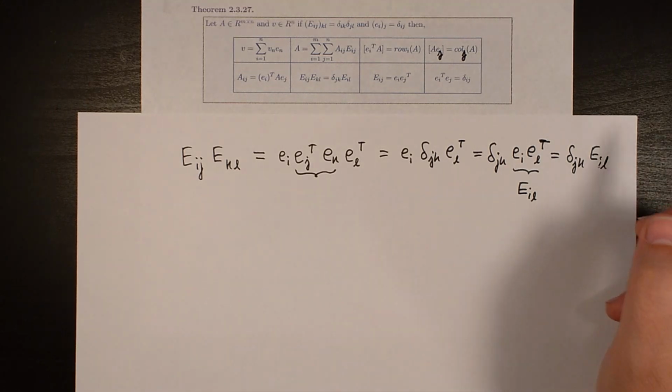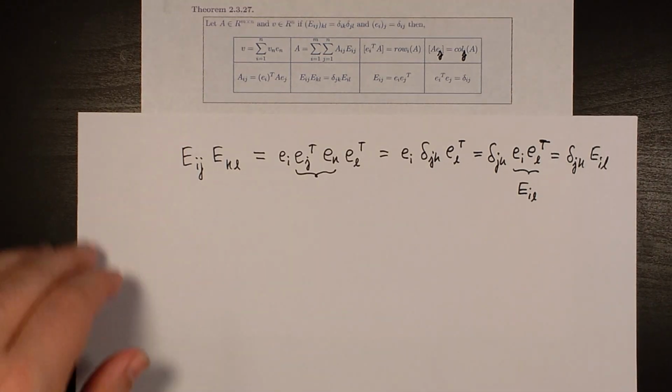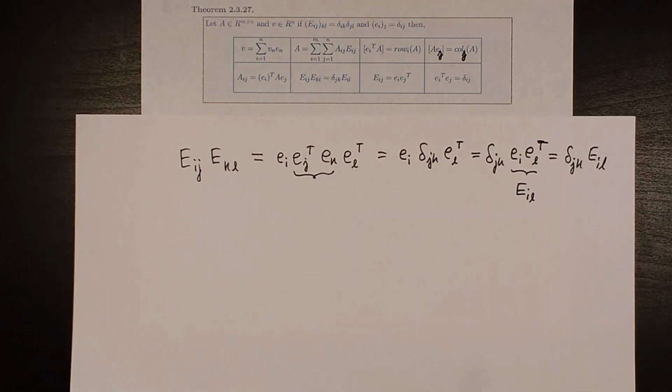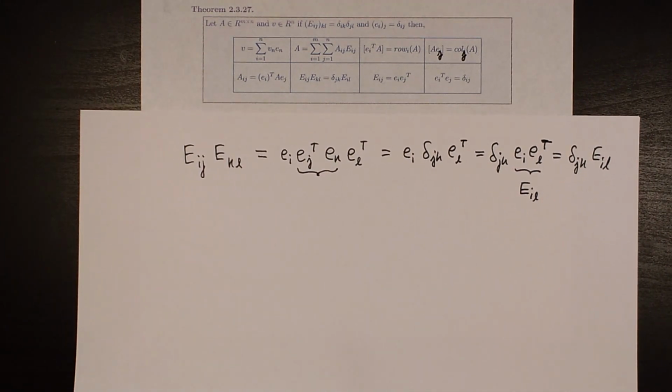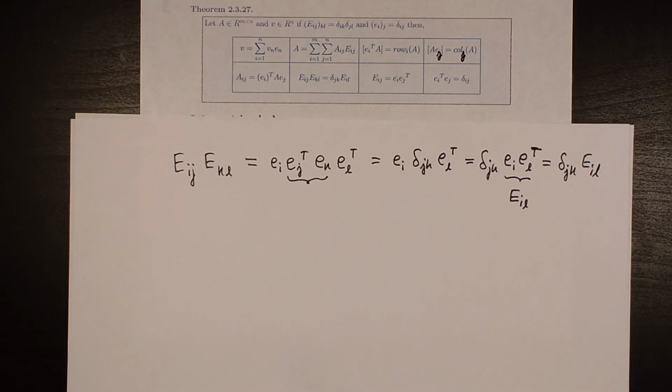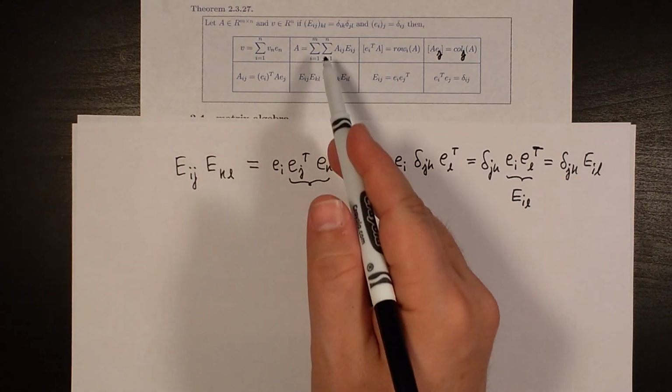These are neat formulas. You'll see in the next video how we can use these to study things like diagonal and triangular matrices and such. They're just nice tools to have, this E_ij and little e_i.